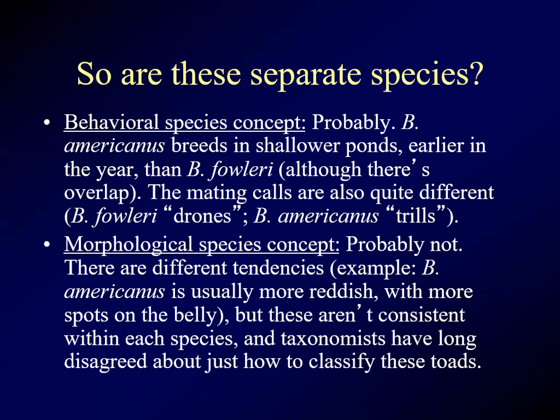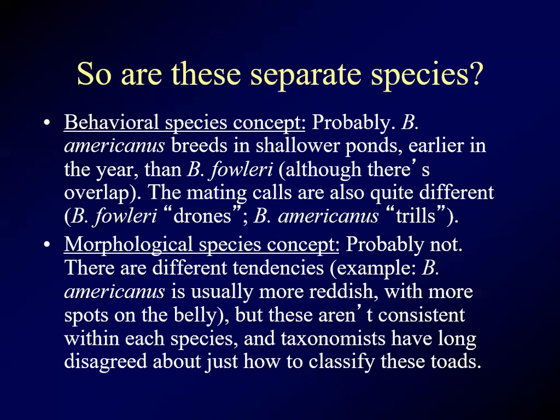Are they separate species? Well, if you go by the behavioral species, they probably are, because americanus breeds at shallower ponds, it breeds earlier in the year, and the mating calls are quite different. And that's often important in animals that find mates by sound. Birds and frogs often use very specific songs or calls or wavelengths to attract females. And so that's an important part of the specific mate recognition strategy. So americanus and fowleri probably are separate species if we go behavioral.